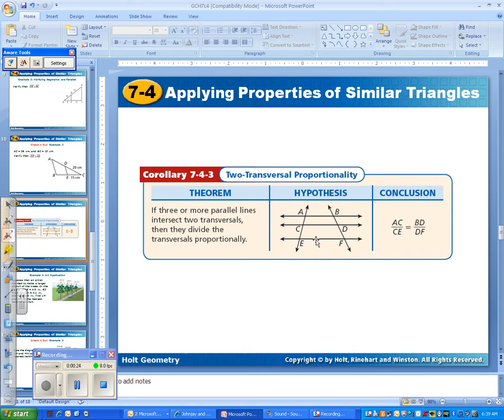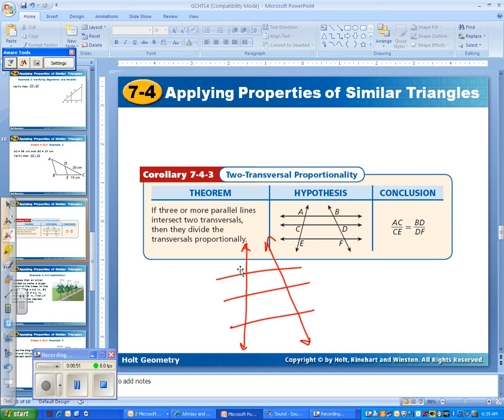So this one says if three or more parallel lines intersect two transversals. So we have three parallel lines and we have two transversals. Here's one transversal and here's one transversal. Again, a transversal is a line that goes through two or more parallel lines. Okay, then they're going to divide the transversals proportionally.